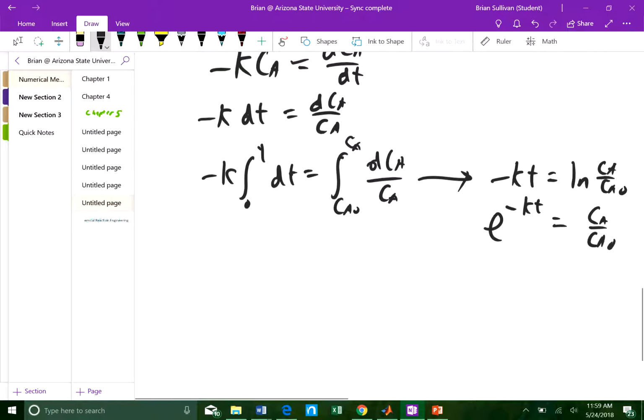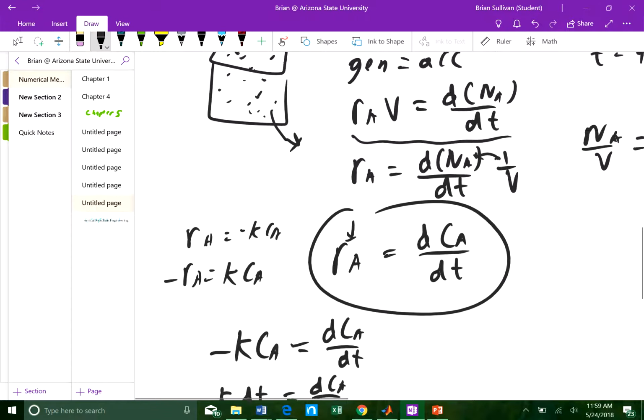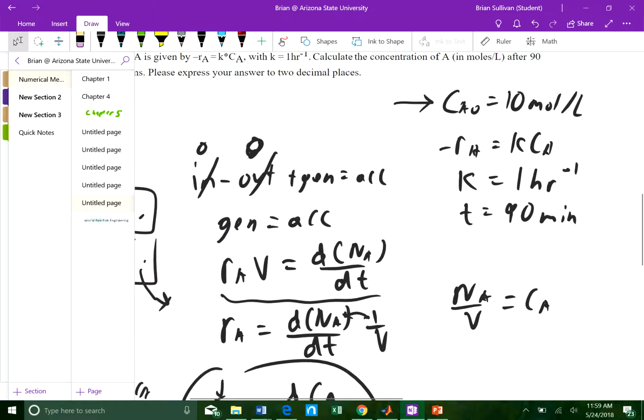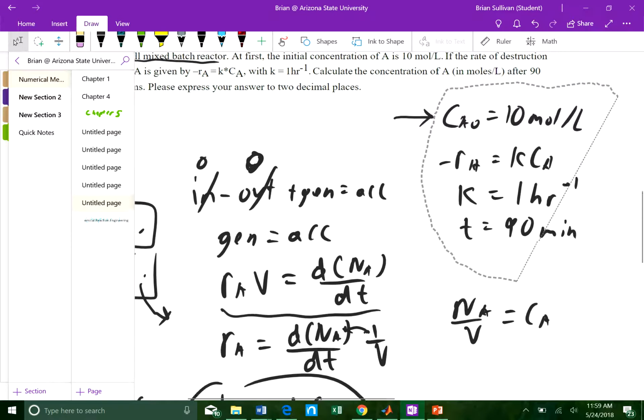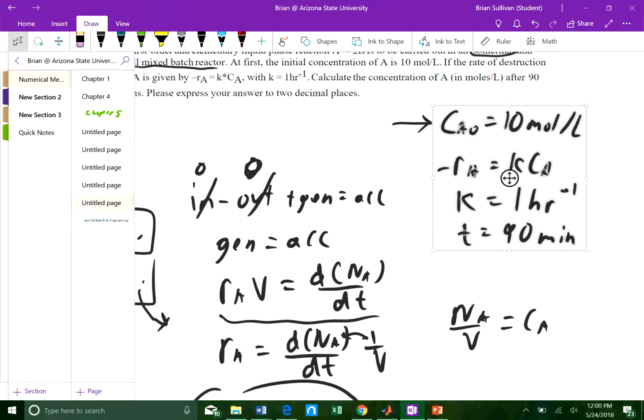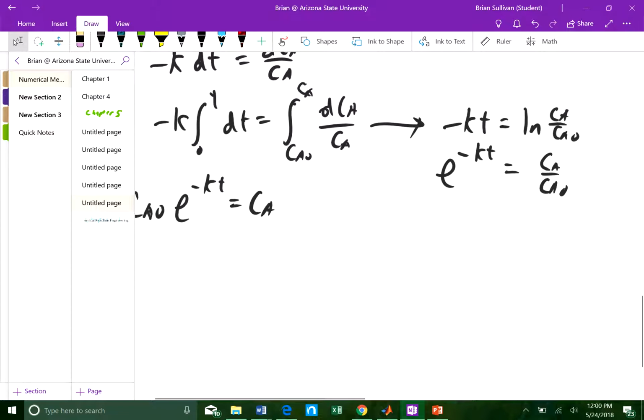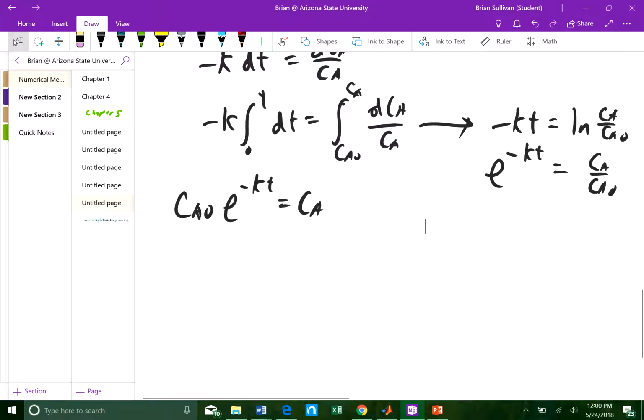Now what we want is this whole formula in terms of CA, so we can plug in the time we were given and simply get a concentration after 90 minutes. Multiply CA0 to the left-hand side: CA0 e to the negative kt is equal to CA. Let's bring down our variables that we know. We know our k, we know our CA0, and we know our t. Good thing I'm using OneNote. Copy this, bring it down here. Easier when you're doing paper on the test, believe me.